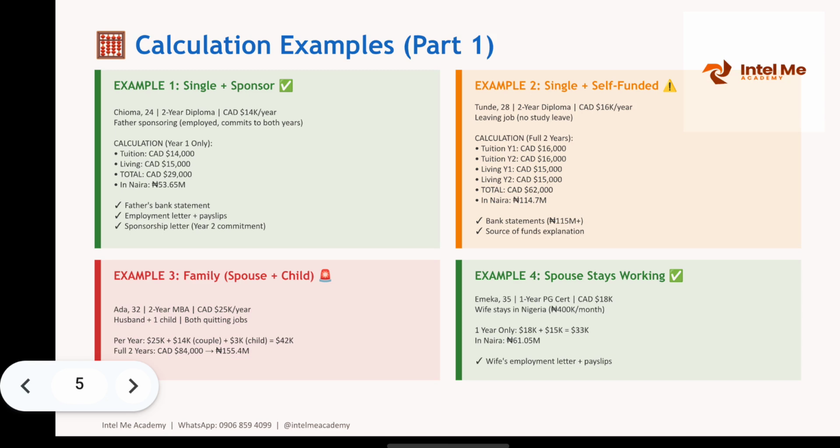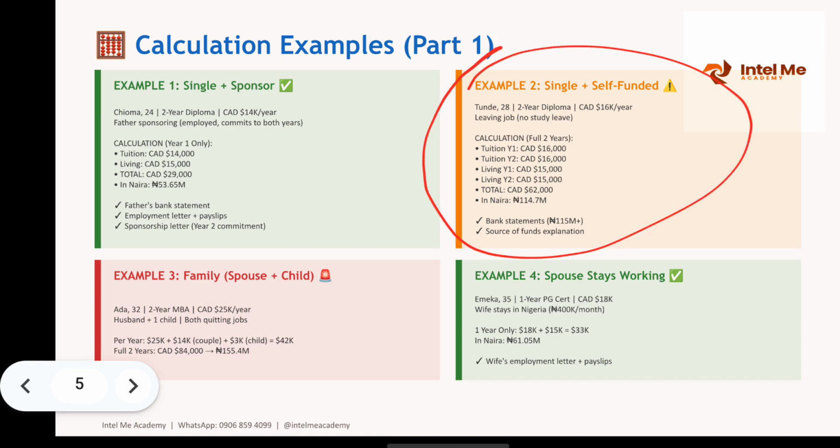Now for the second example, we're looking at a single person that is self-funded, meaning they are the ones covering the entire cost. So we're using Tunde here as an example. Tunde is 28, he's coming for a 2-year diploma, which costs 16,000 per year. So he's leaving his job, no study leave, no source of income back home.